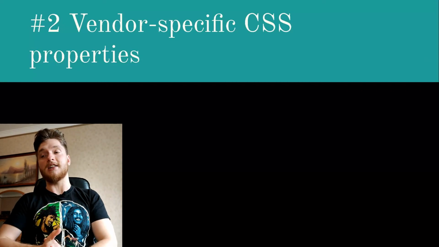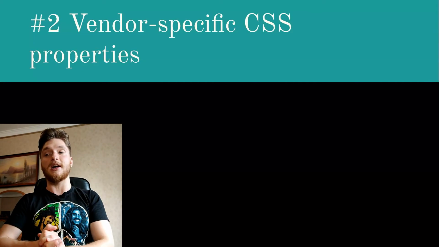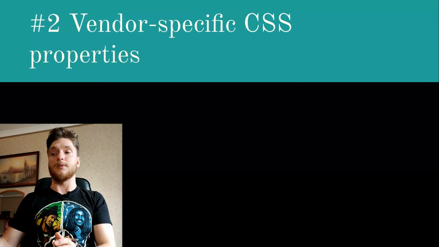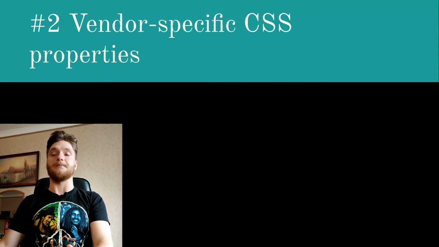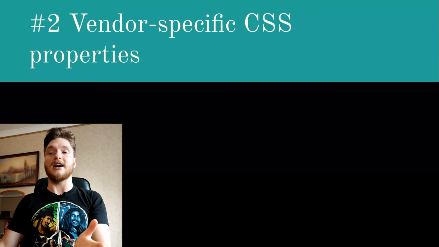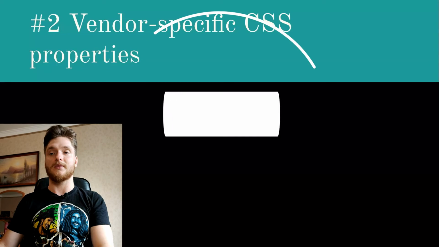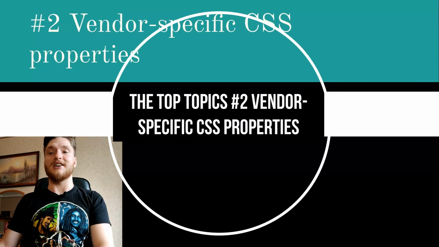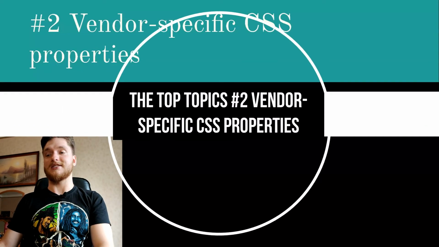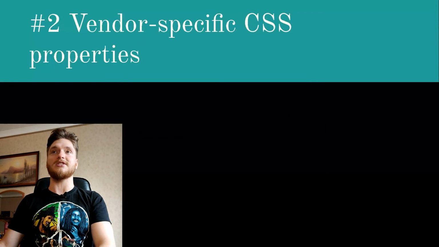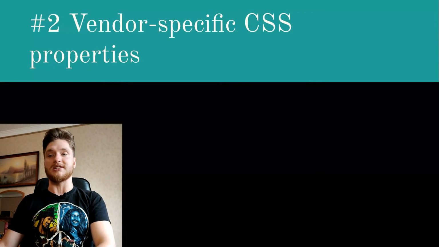This is the final HTML and CSS chapter, and we will talk about the top 10 last topics. We'll start with two topics: vendor-specific CSS properties.